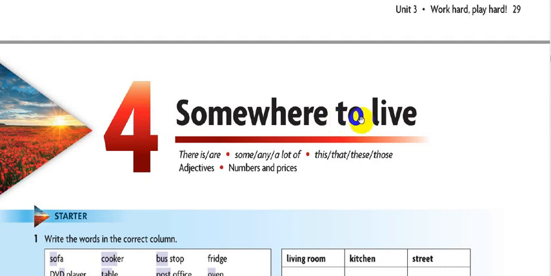We will take here "Somewhere to live". Here in this unit we will describe the environment or places around us. So when you live in your room, you can describe your room, your home, your street, your city, your life or places around you.